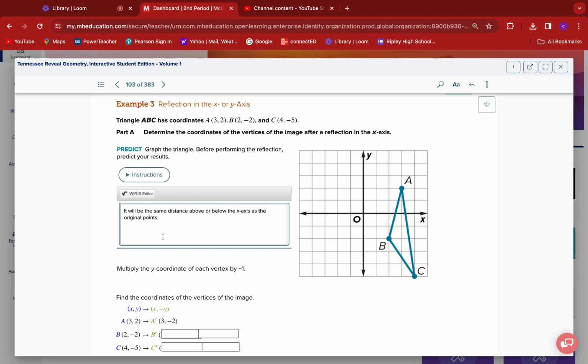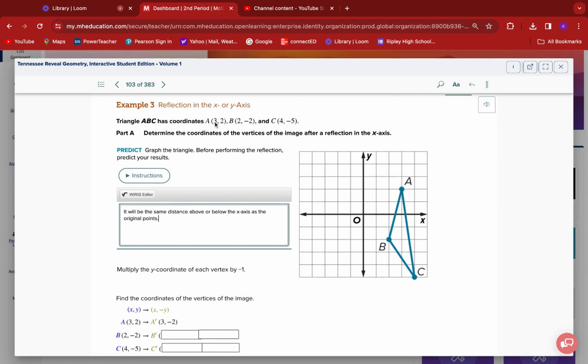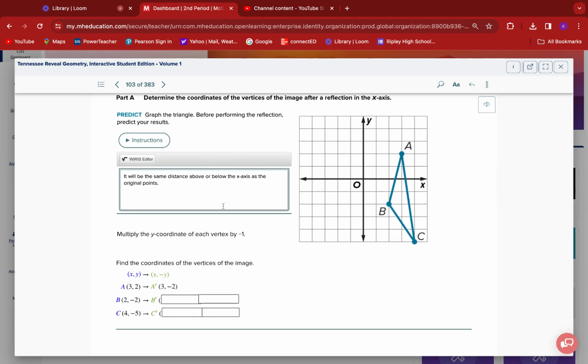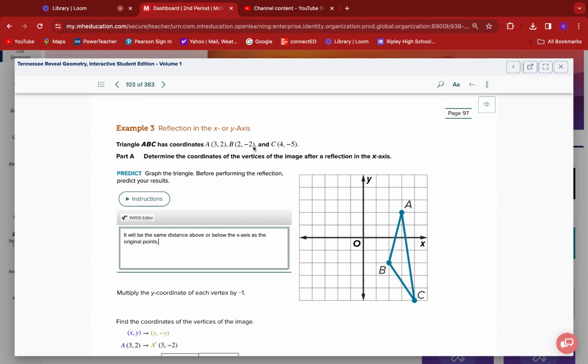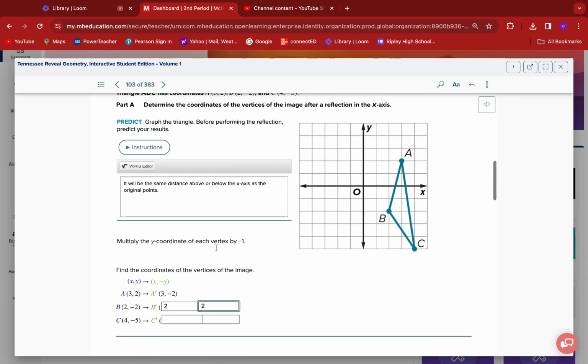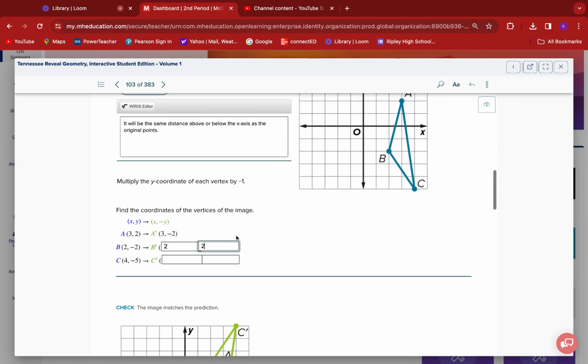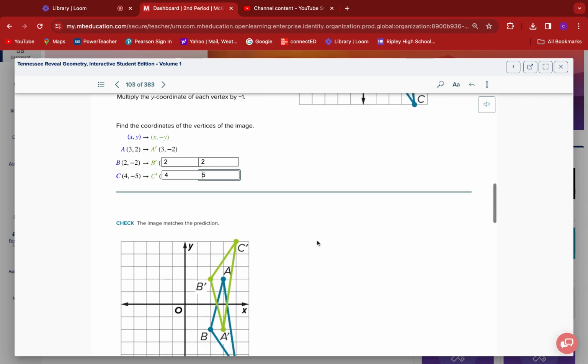Okay. All right, here we get down. Here's your cheat code. So across the x-axis changes the y value. So that's going to be 3. Change the y to -2. All right, we're so done. 2. Change this -2 to +2. And 4. Change this -5 to +5. Across the x-axis, the y changes signs. All right, there you go. There is example number 3.